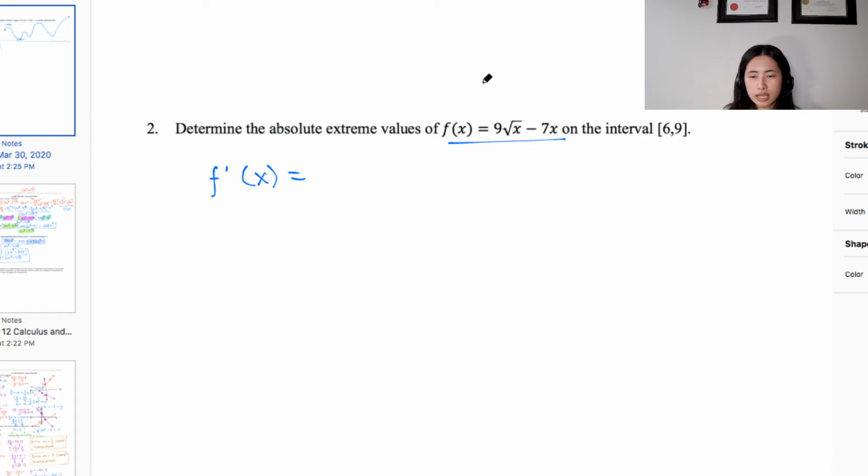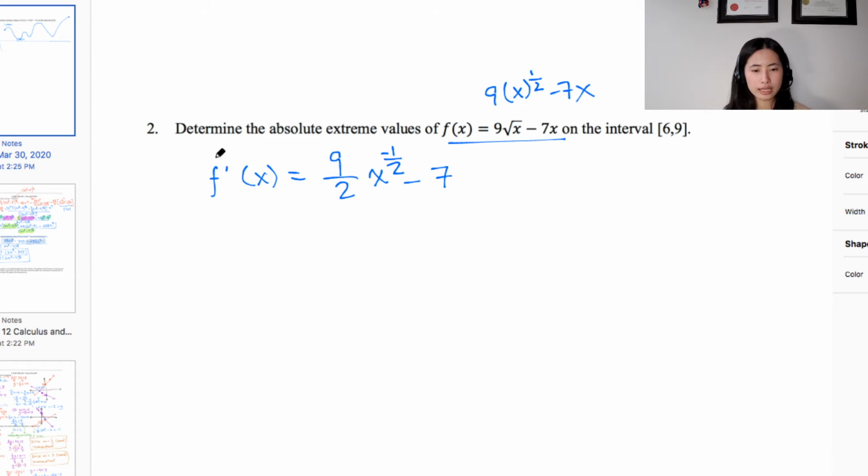Because you know that this is 9 times x raised to the power of 1/2 minus 7x, we can bring down the 1/2, applying the power rule. So you would have 9 over 2. And why is it 9 over 2? Because you're bringing down the exponent, multiplying that to your coefficient. So 9 times 1/2 gives you 9 over 2, multiplied to x, and then you take your exponent minus 1, which gives you negative 1/2. Great. Now, for negative 7x, the derivative of this would just be negative 7.